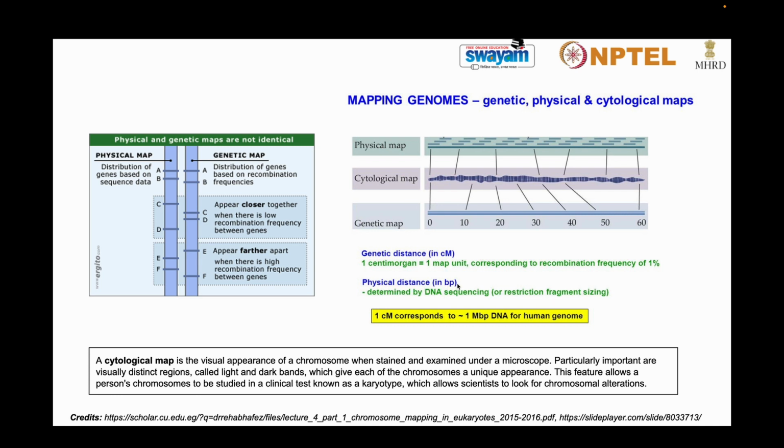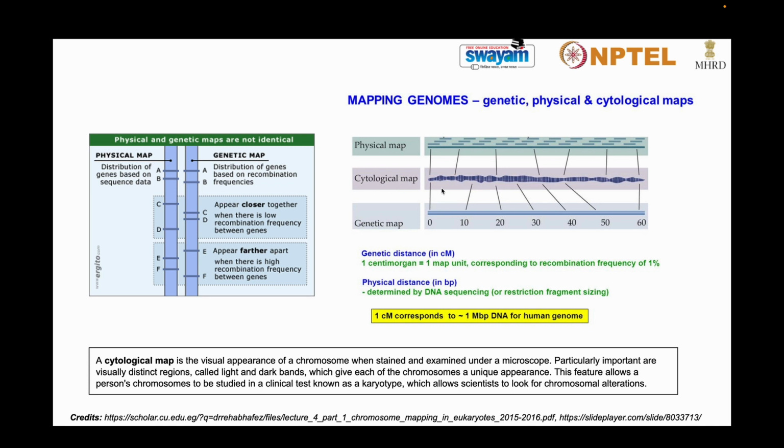Whereas in physical distance, it is determined by DNA sequencing or restriction fragment sizing. So one centimorgan corresponds to 1 megabase of DNA for the human genome. In that way, these are the units which are generally used to represent the distance between genes in the case of the physical map and the genetic map.